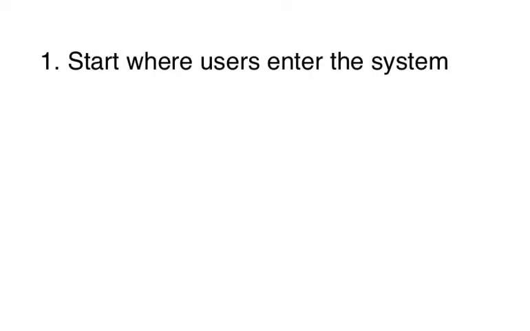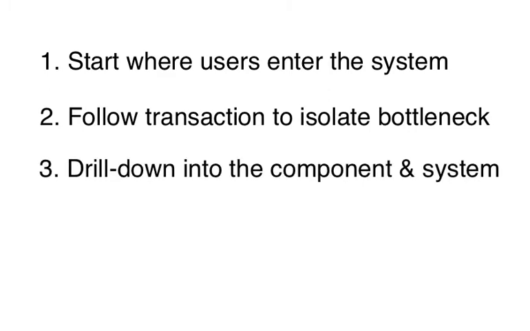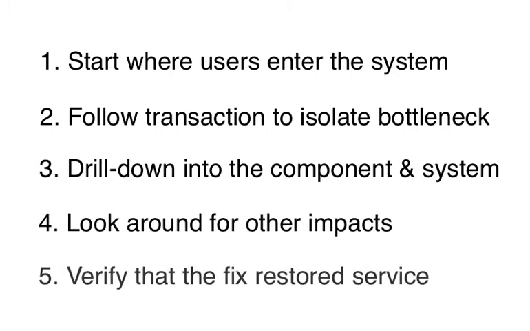First, start with the user and their complaints at the first servers where the user interacted with the application system. Second, track the transaction across tiers to find the bottleneck component. Third, drill down to find the affected application processes and look at the resources of the underlying server. Fourth, look around for other behavioral interactions that could be causing the problem. And fifth, after you identify the root cause, use FactFinder to verify that the fix you put in place actually restored service levels.